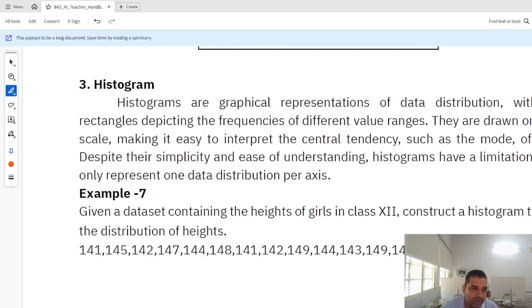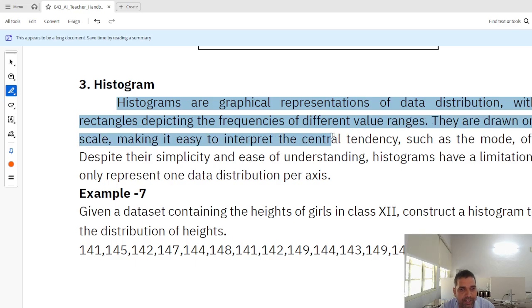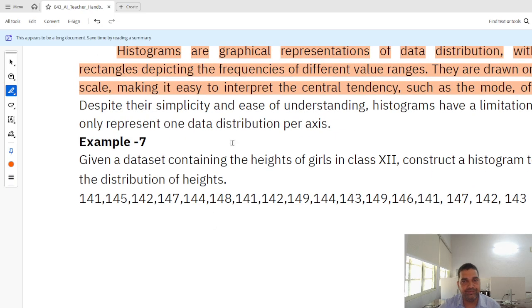Similarly, we can plot a histogram also. Histograms are graphical representations of data distribution with vertical rectangles depicting the frequencies of different value ranges. They are drawn on a natural scale and make it easy to interpret the central tendency, such as the mode if you want to calculate it. So that we can do with the histogram. Histograms have a limitation: they can only represent one data distribution per axis.